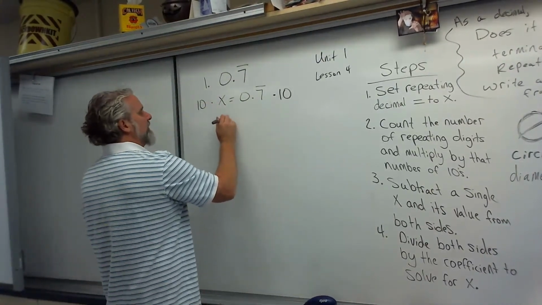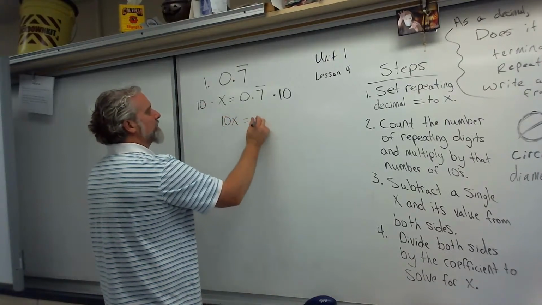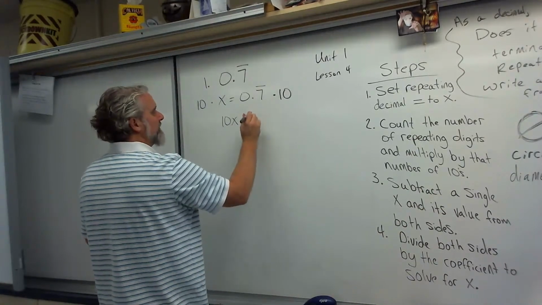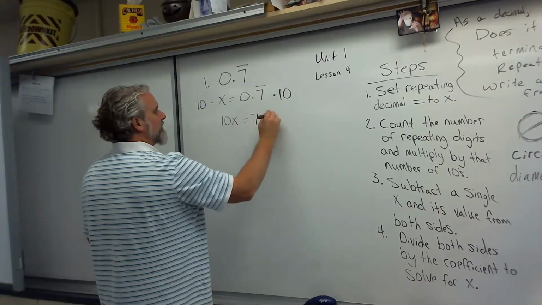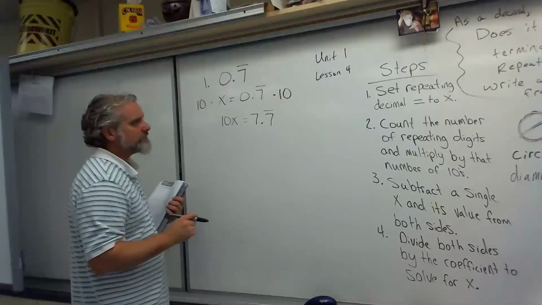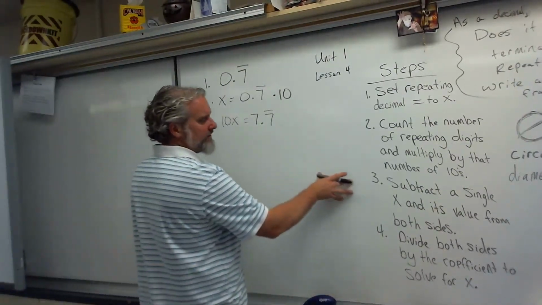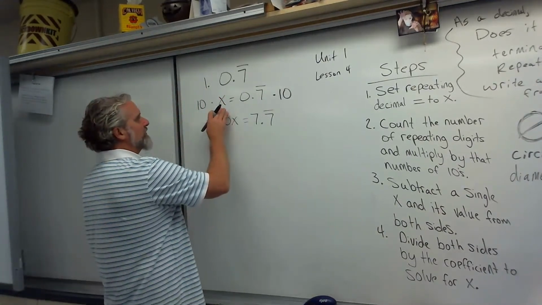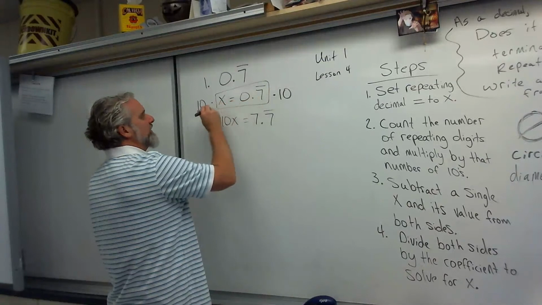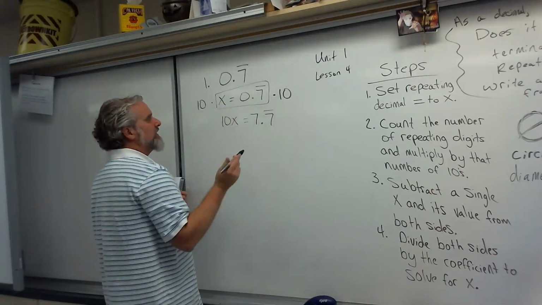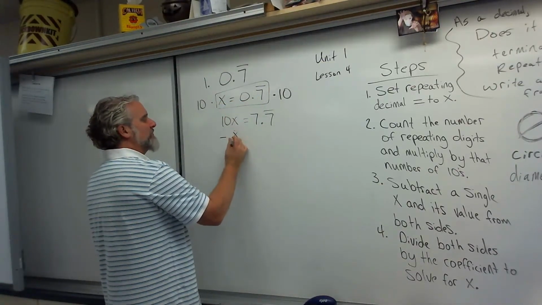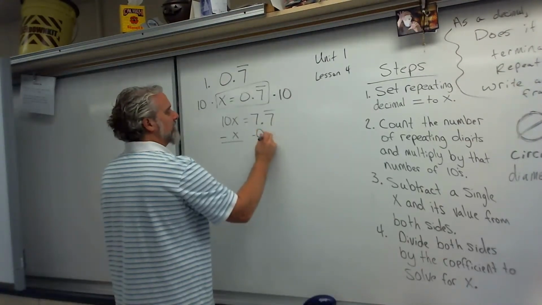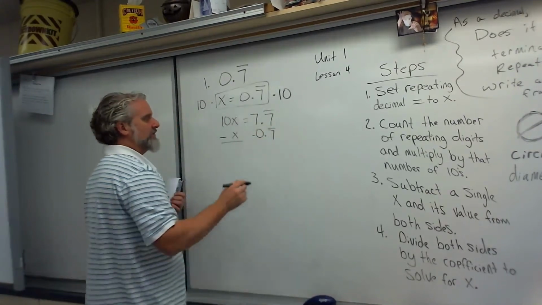That gives us 10x equals, when you multiply a decimal by 10, it moves the decimal point over one place to the right, giving us 7.7 repeating. Step number 3 says subtract a single x and its value from both sides. So looking back at this part right here, where it said x equals 0.7 repeating, we're going to subtract a single x from the left-hand side and subtract 0.7 repeating from the right-hand side.